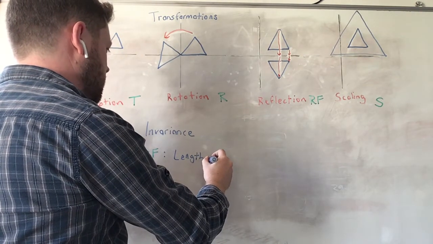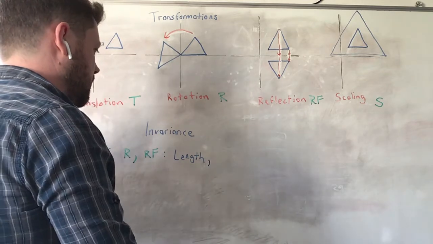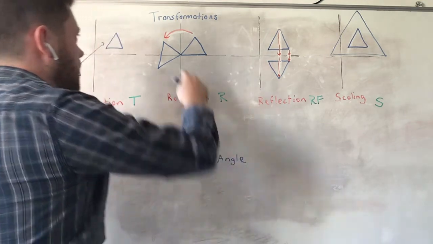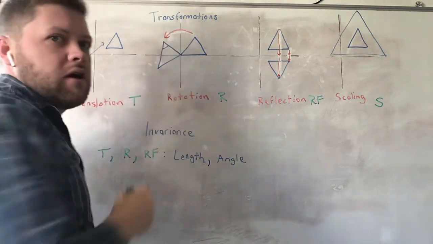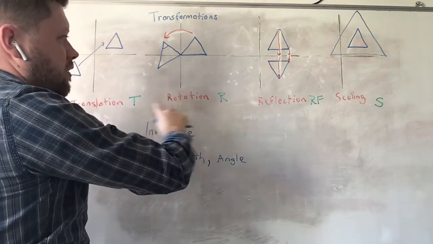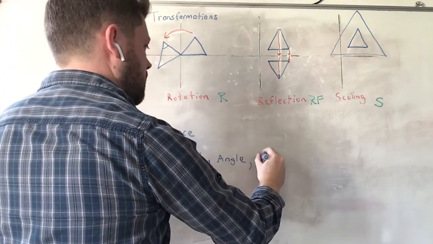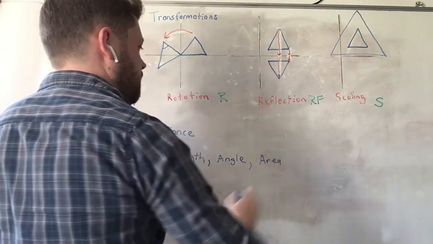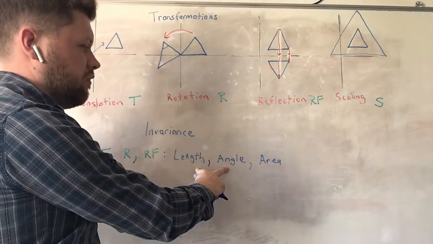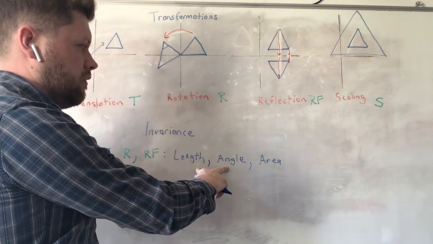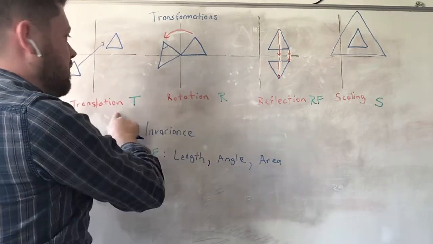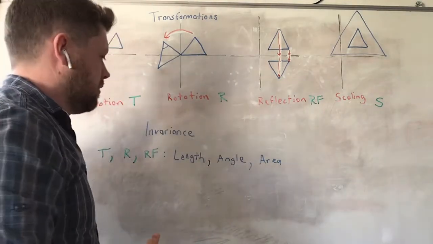Another invariant property under these transformations is the angles. The angles inside these equilateral triangles are not affected by these three transformations here. And the last one is area. Of course, area is invariant because the length is invariant. So these are the two more fundamental properties. But the area of these triangles are invariant under translation, rotation, and reflection.